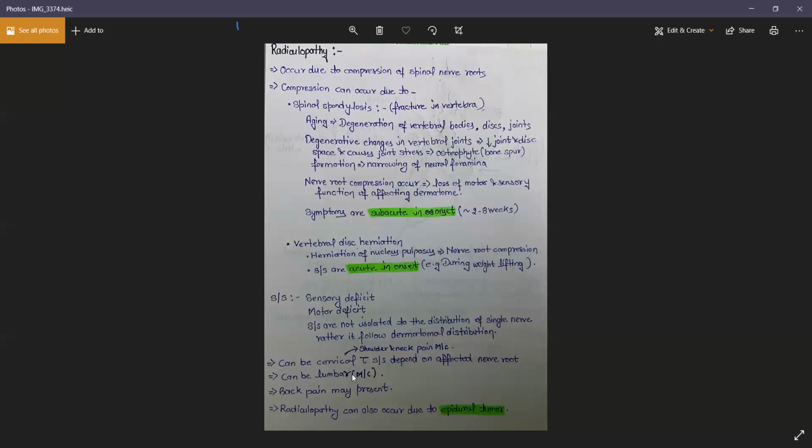Is that okay? Yeah. And radiculopathy can also occur due to an epidural tumor. Please note the tumor location. It is the epidural tumor which can cause radiculopathy. Okay. Any doubts so far?